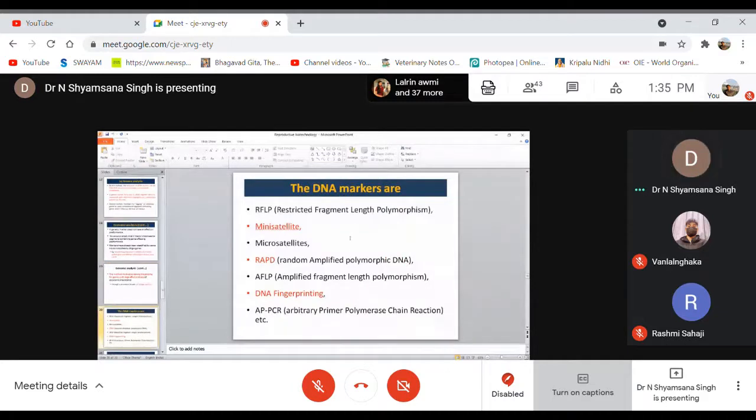Then the DNA markers. So far I am giving here some of the names which are commonly used as DNA markers. RFLP, that is restriction fragment length polymorphism, minisatellite, microsatellite, RAPD, that is randomly amplified polymorphic DNA, AFLP, amplified fragment length polymorphism, DNA fingerprinting, AP-PCR means arbitrary primed PCR. So here, the details are not that much required at the UG level. What you should know is, yes, the DNA markers, you should remember all of them or some of them.